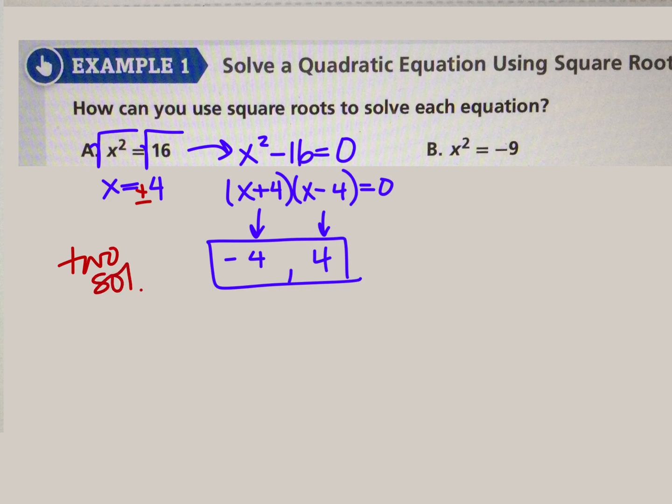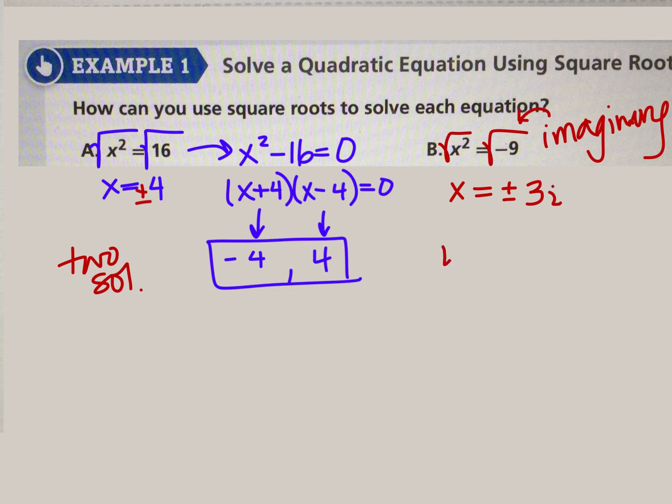Now, this problem on the right is not quite as simple, because if I try to take the square root here, I notice that I have a negative 9, and I can't define the square root of negative 9 using real numbers. So we use what are called imaginary numbers, and this is where their definition came from. It's so that we can take square roots of negative numbers. So when I do that, I'm going to get x equals plus or minus, because I need two solutions. The square root of 9 is 3, but we're going to use an i to denote the fact that it's imaginary. So i is defined as the square root of negative 1 by definition.